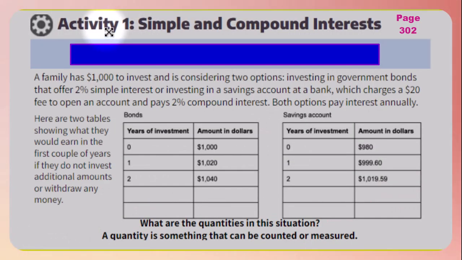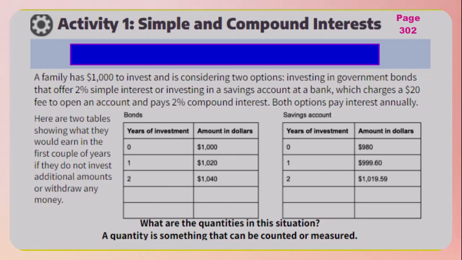Let's go to activity 1, simple and compound interest. Turn to page 302. I'm going to read this once, and then I want you to go back in your book and read it again. The first time I read it, it's just to get a general understanding. So just listen and do nothing but listen.